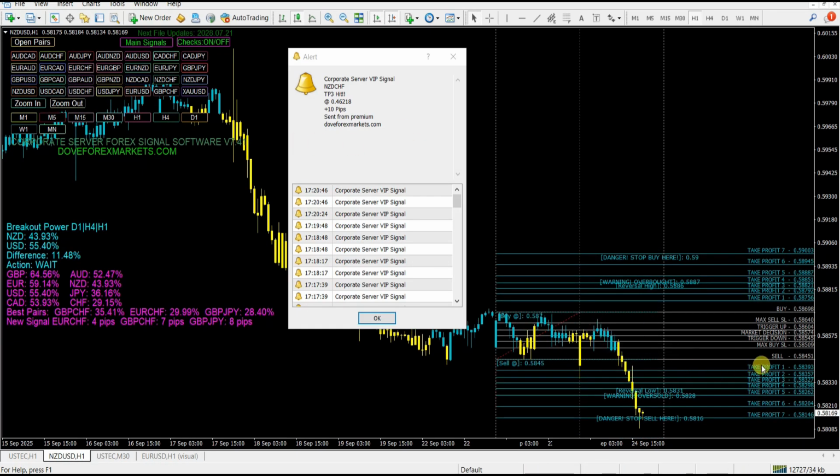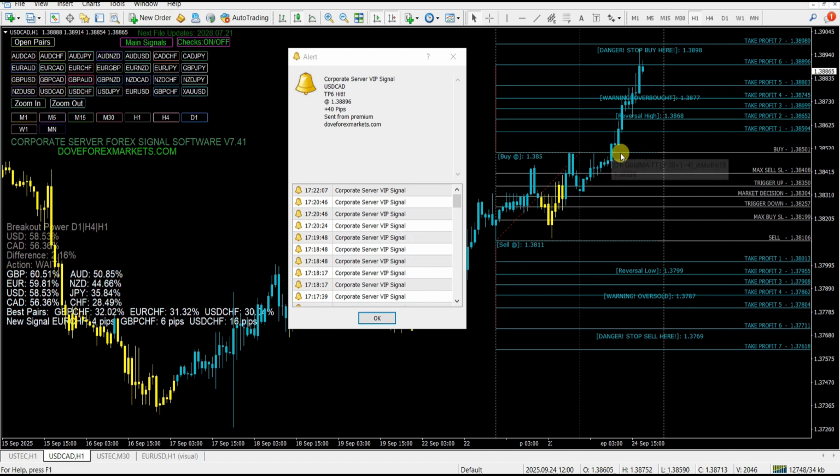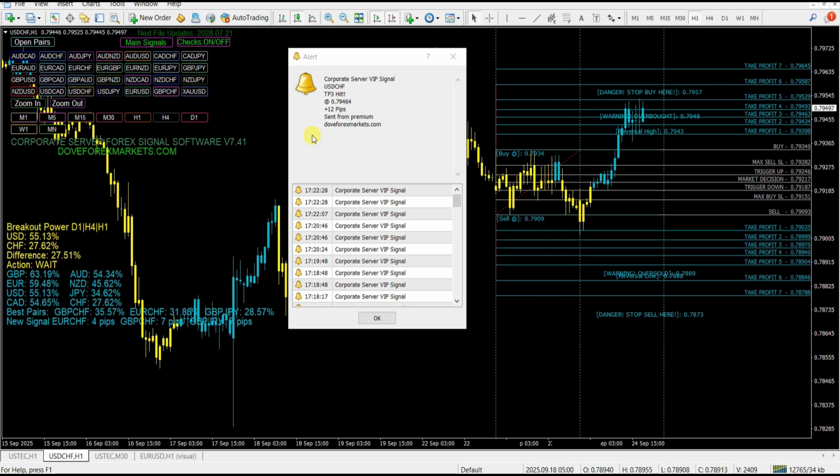New Zealand USD, you can see we have broken the sell level, and we are going to take profit 1, 2, 3, 4. Now we hit take profit number 7, and we're told stop selling here. You look at that. That is a buy broken there all the way to take profit number 6 hit, and we're told even the number of pips that it has achieved, 40 pips in profit. All this, guys, this is perfect for you. Powerful software. Look at that.